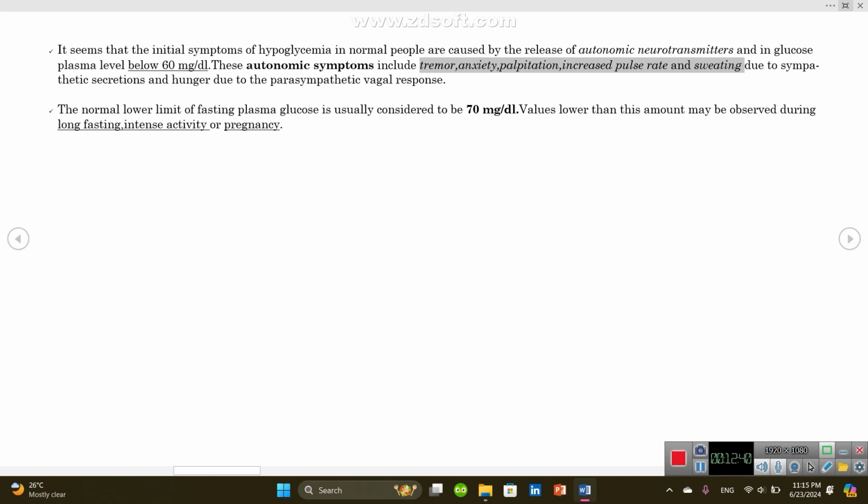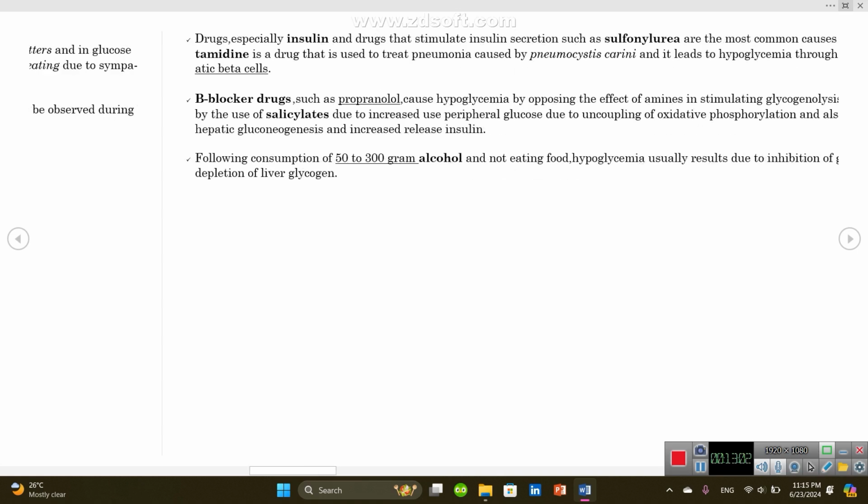The normal lower limit of fasting plasma glucose is usually considered to be 70 milligram per deciliter. Values lower than this amount may be observed during long fasting, intense activity, or pregnancy. So, these are the symptoms of hypoglycemia. Let's go to the next slide.